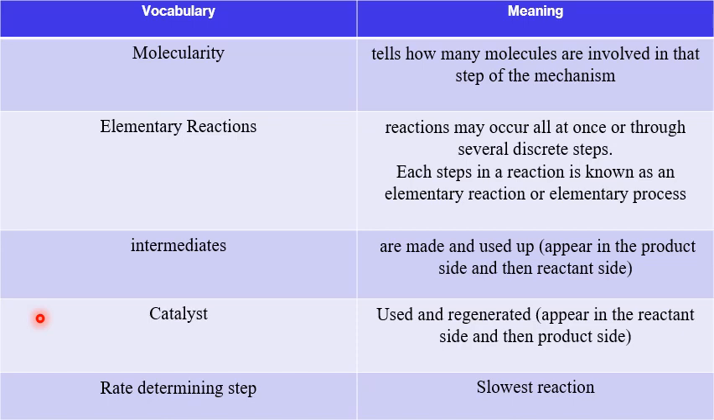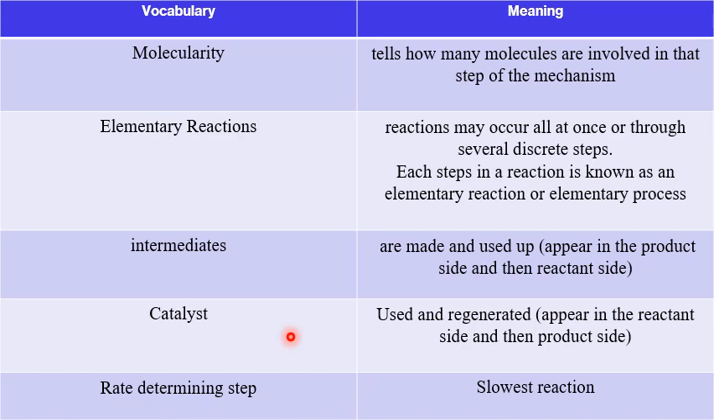Next one is intermediates. Intermediates are made and used up. That means you can identify one because it will appear on the product side first and then reappear on the reactant side in the next elementary process. And what is a catalyst? A catalyst is used and regenerated. That means it will appear on the reactant side of an elementary step, and then we can see that same molecule or compound on the product side of the next elementary step.